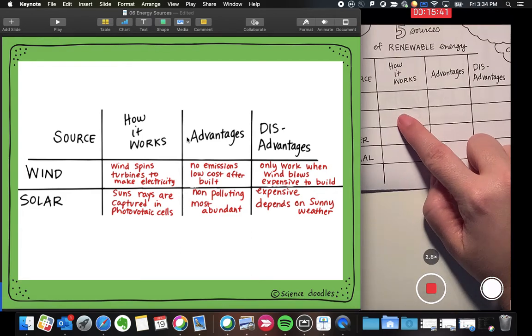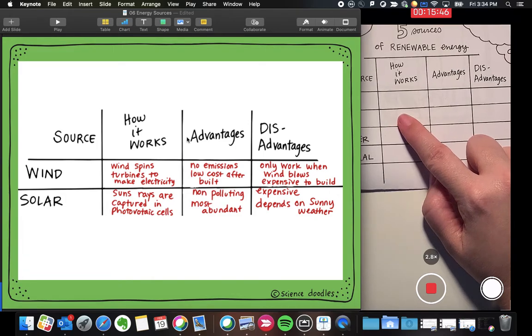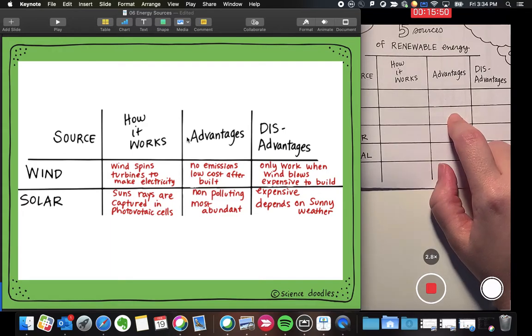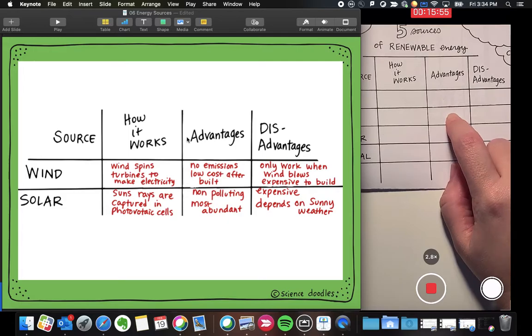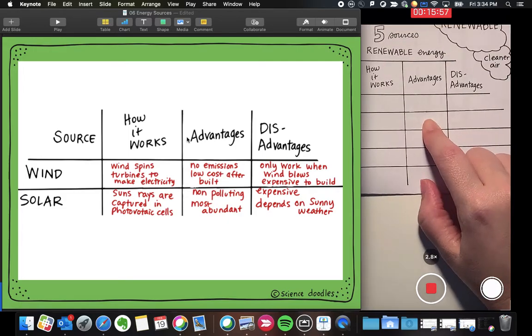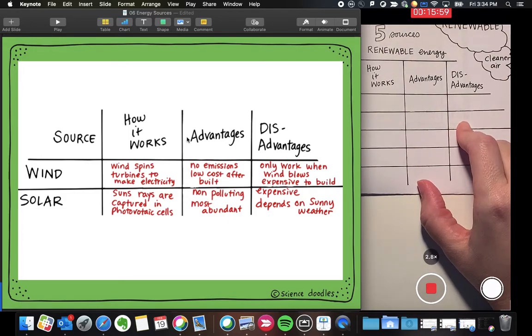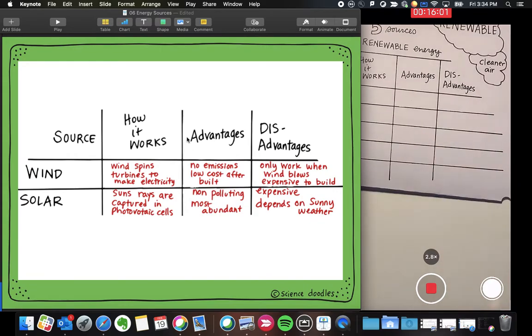Solar, how it works. The sun rays are captured in the photoactive cells. It's no pollution, and the sun is really abundant. It's not going to run out in our lifetime. Disadvantages, it's expensive, sort of. It's getting less expensive. And you need sunshine. So if I put it in a place where there's very little sun, like in Seattle, it's only going to work sometimes. So I have to put it where there's going to be lots of sun.